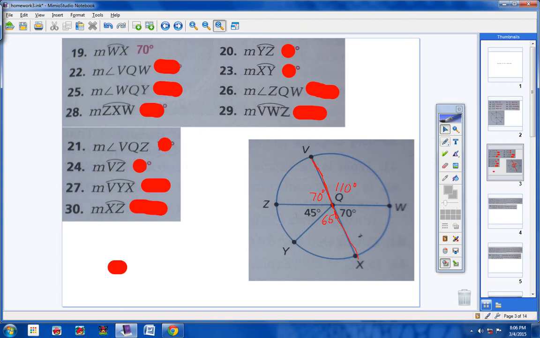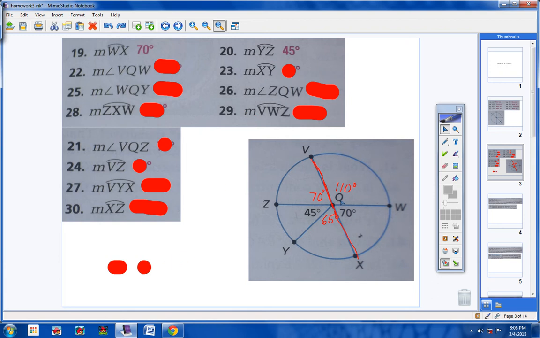Number 20, arc YZ. Well, Y starts here and goes to C. So here's the endpoint, go down. Here's the endpoint, go down. It's this angle here, 45 degrees. So if the central angle is 45 degrees, then the arc is also 45 degrees.